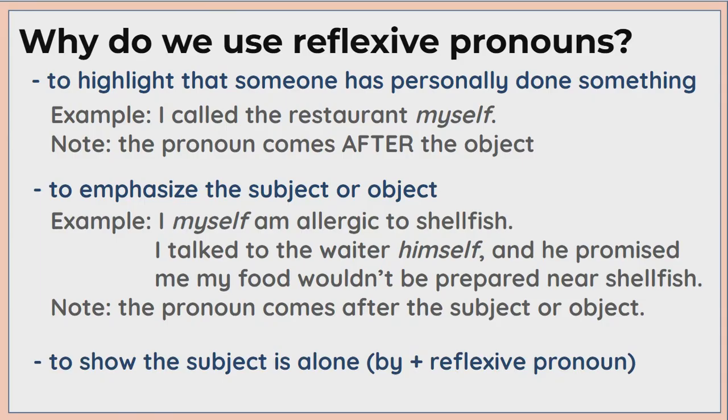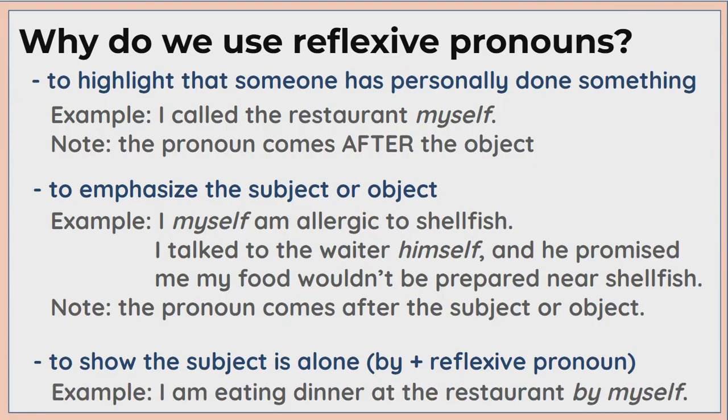The last reason we use reflexive pronouns is to show that the subject is alone. To do that, we need the preposition by. We use by plus the reflexive pronoun. For example, I am eating dinner at the restaurant by myself. By myself simply means I am alone. If I wanted to show that my mother was eating at the restaurant by herself, I would say, she is eating at the restaurant by herself.